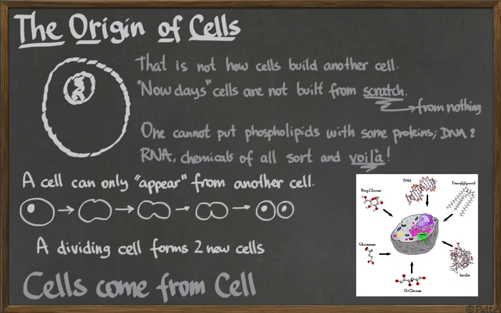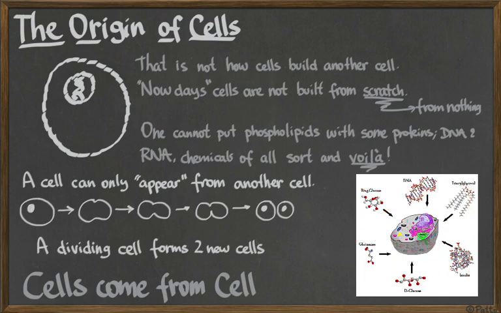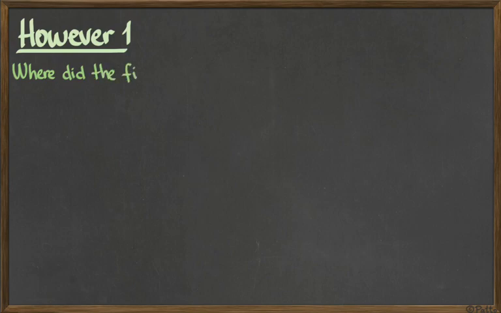So we are not going to be able to do like in this diagram, just put the parts together and voila, we have a cell made. It's not going to work like that. Actually, cells are going to come from cells. But then comes the question: where, when, how was the first cell made? Where did the first cell come from?